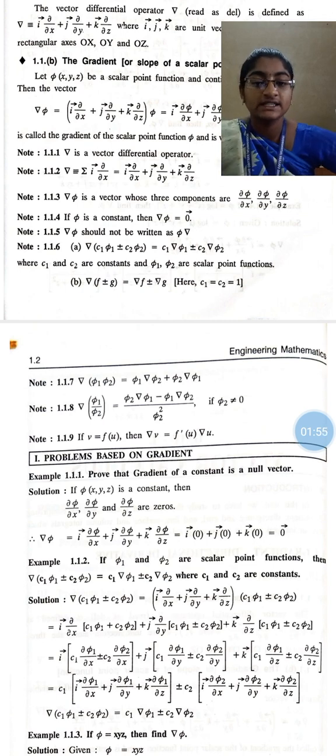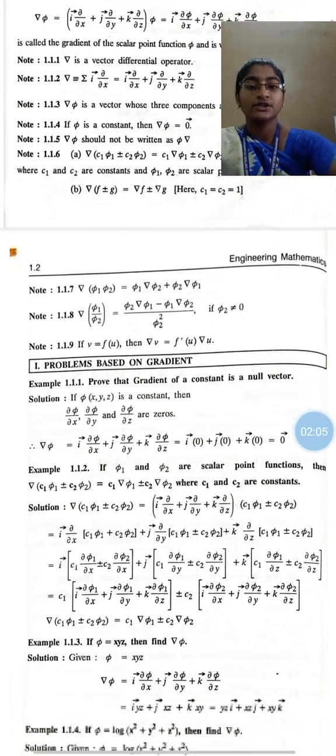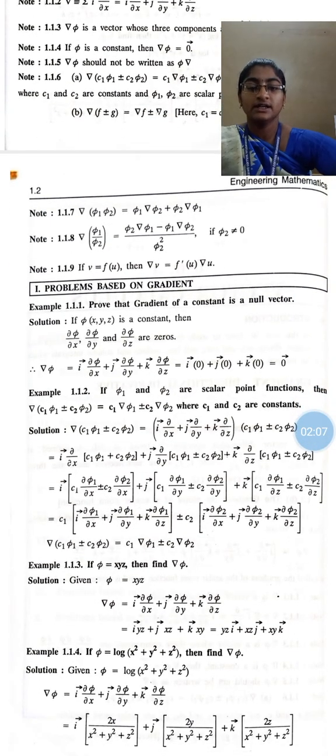The last, ninth note: v is equal to f of u. Then if we differentiate, del v is equal to f dash of u into del u. Now we are going to see some of the problems in gradient, and also some more topics are given below.